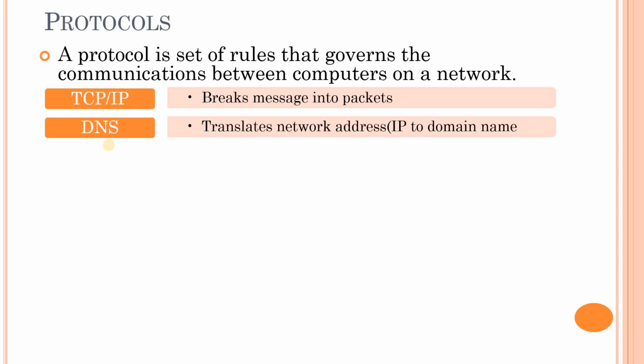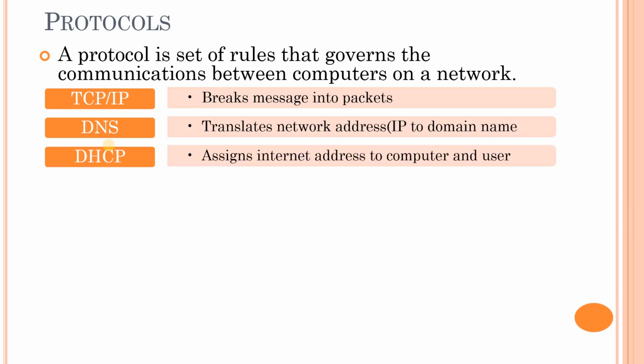And here comes domain name system. Domain name systems are used to translate the IP addresses to names and names to IP addresses. So hence, domain name system translates addresses, which is nothing but the IP address, into human understandable form. That is domain name.